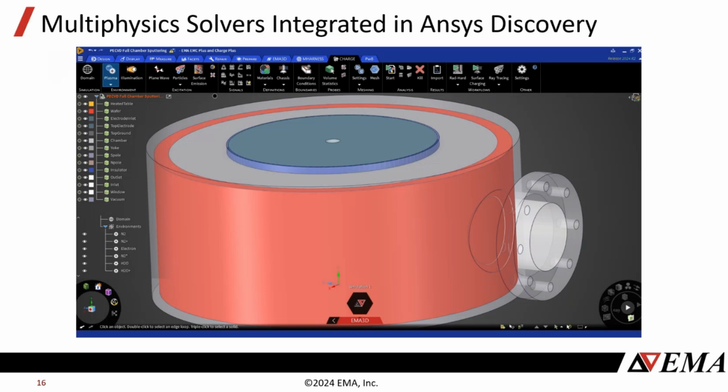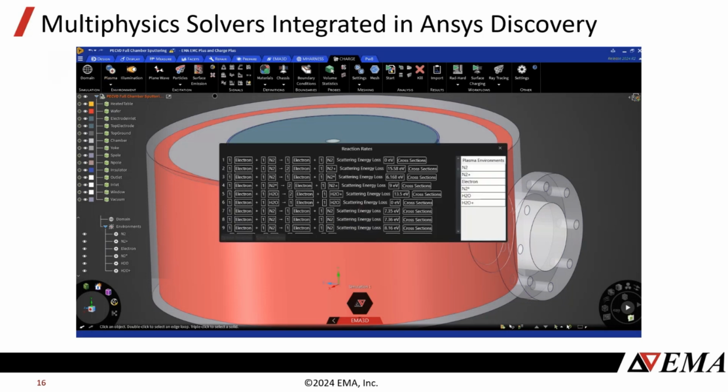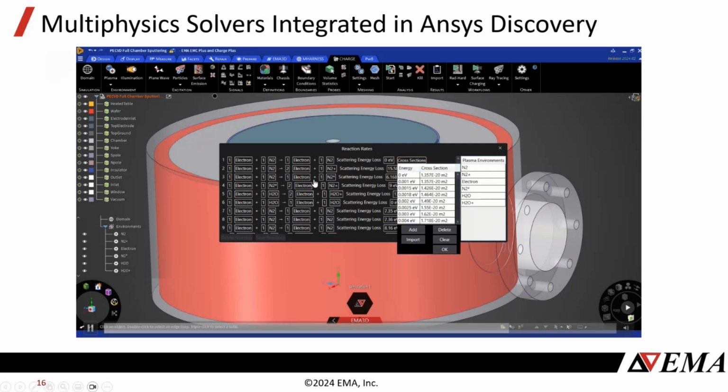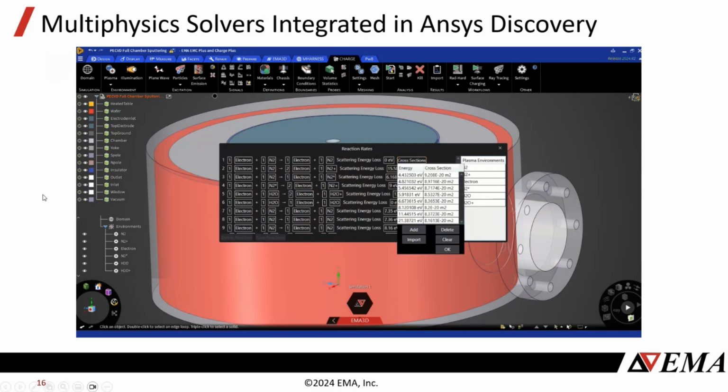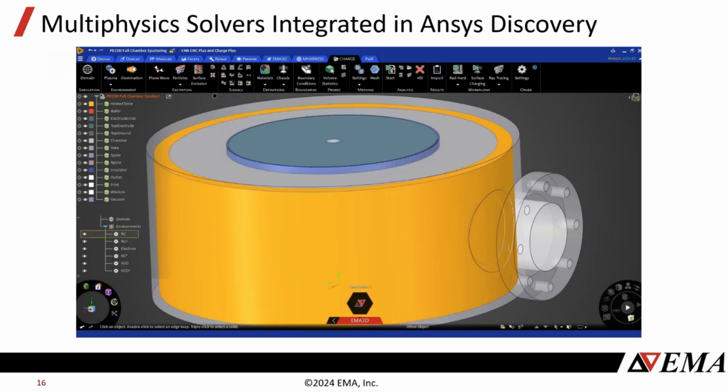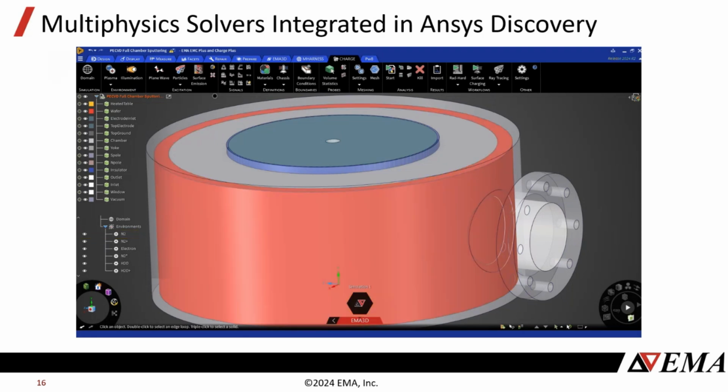So we ship with nitrogen and argon gases. We'll be adding some in the future. And then you can see here that we can also edit all the reactions within the user interface. So this is us setting up a problem for monitoring how air can flow inside the system, for example.